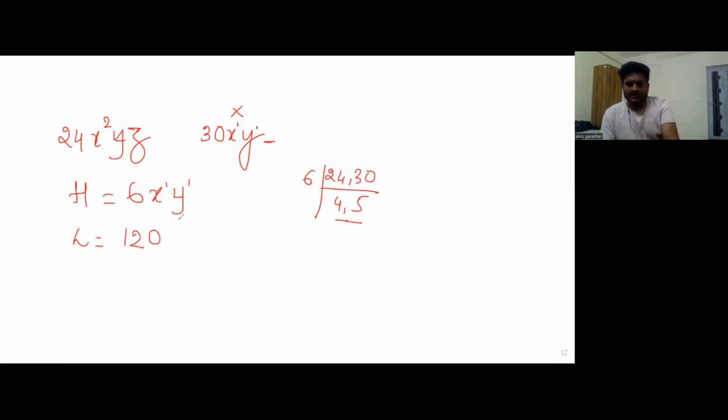For the LCM, we'll select all the variables. What are all the variables? x, y and z. Then we'll select the highest power. What is the highest power of x? 2. What is the highest power of y? 1. And the highest power of z? 1. Understanding the concept here? Yes, sir. So for the LCM, we'll write all the variables, whatever we have. For the HCF, we'll write only the common things.